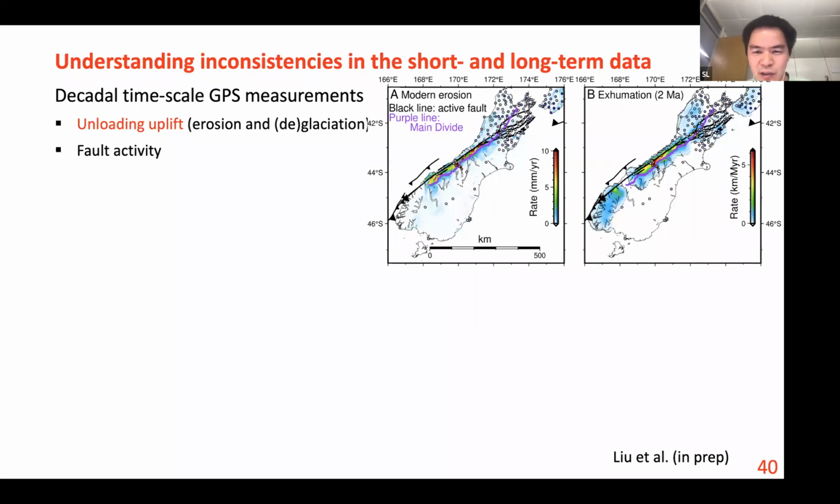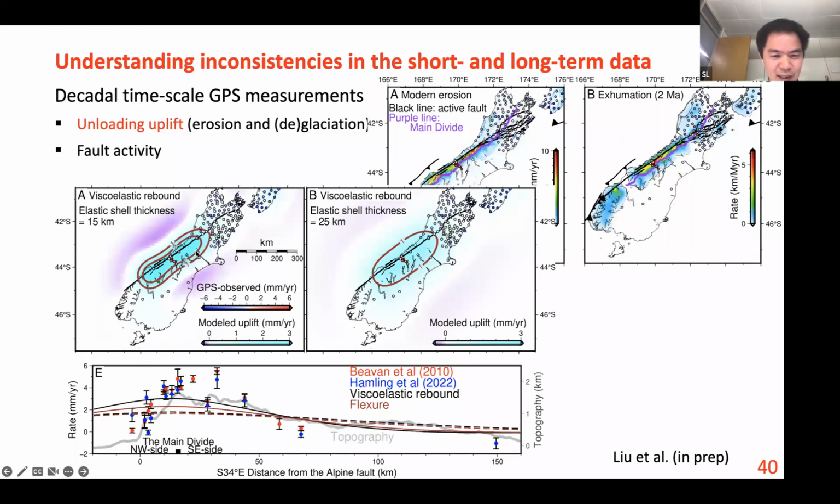So I calculate the unloading uplift caused by erosion here. I found that the unloading uplift can be even up to almost 3 millimeters per year in the Southern Alps. But the relative uplift just across the mountain range is only 1 to 2 millimeters per year, or even less. That depends on the use of elastic shell thickness. And the wavelength of the unloading uplift, look at the bottom figure, is much wider than the GPS-derived uplift. And also the magnitudes are quite different. So that means the GPS-derived uplift is mainly of tectonic origin.